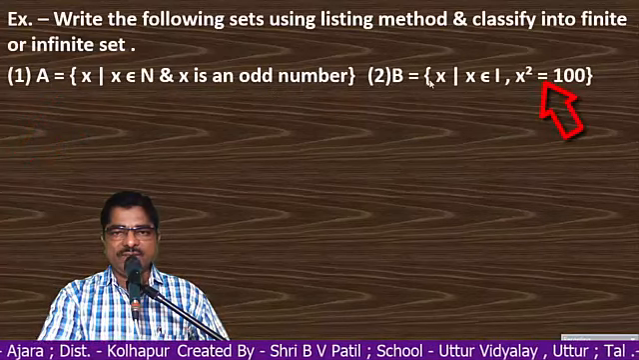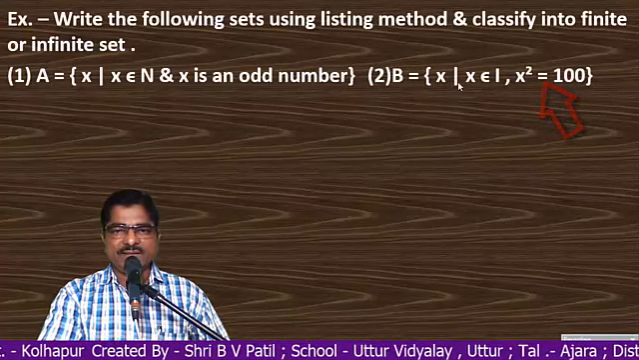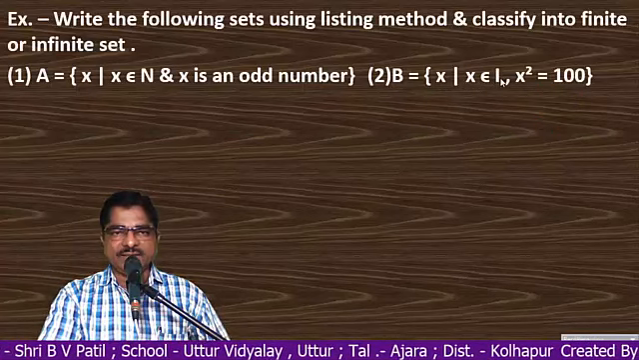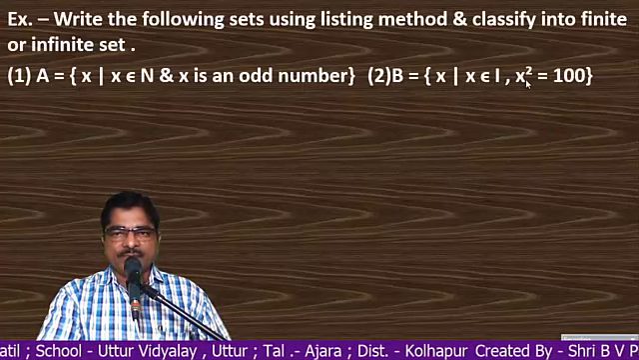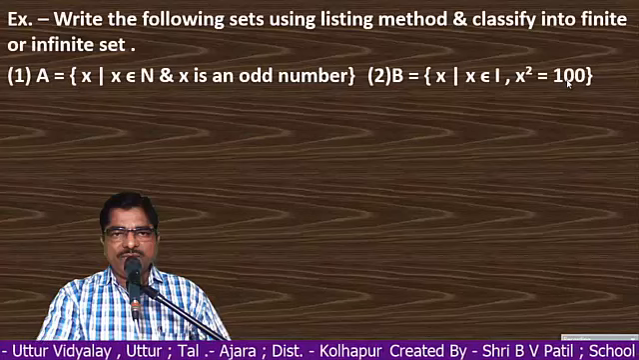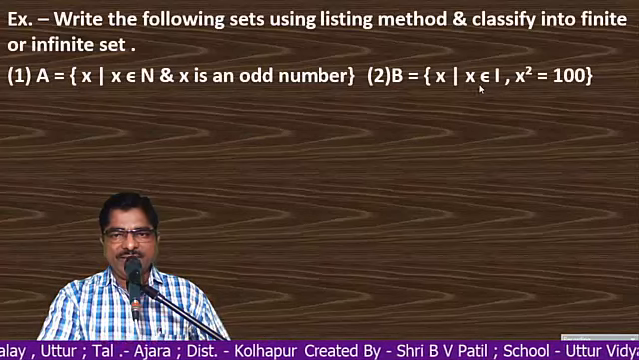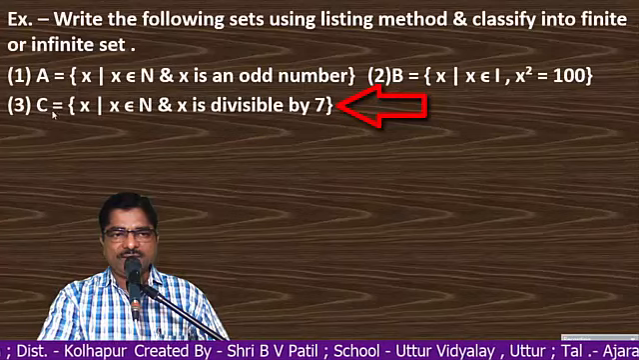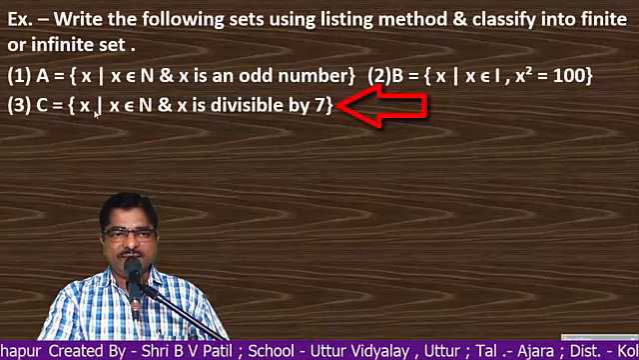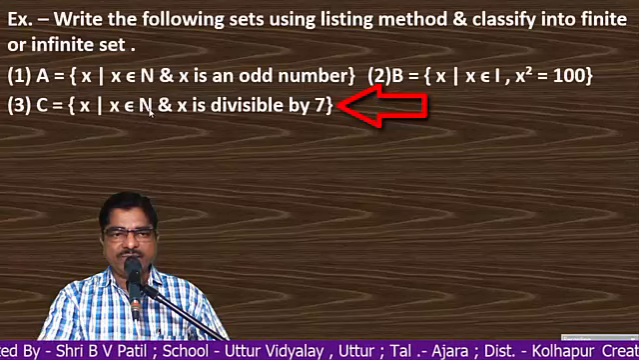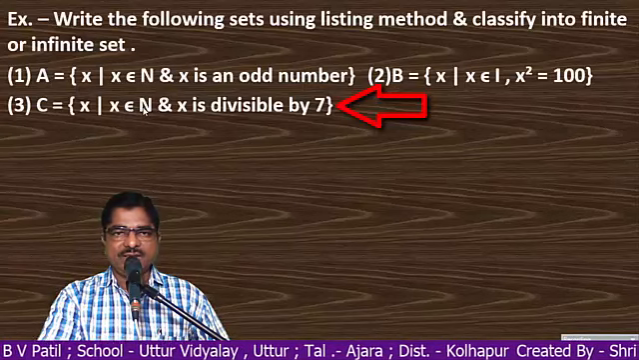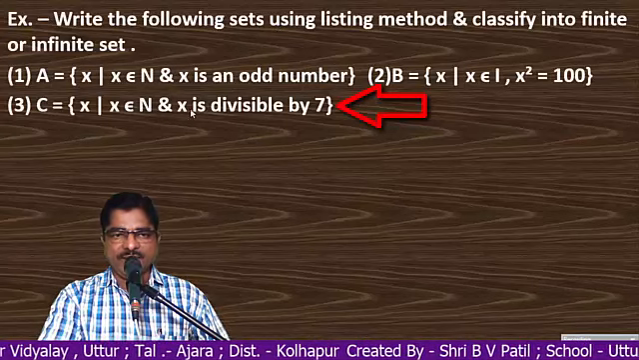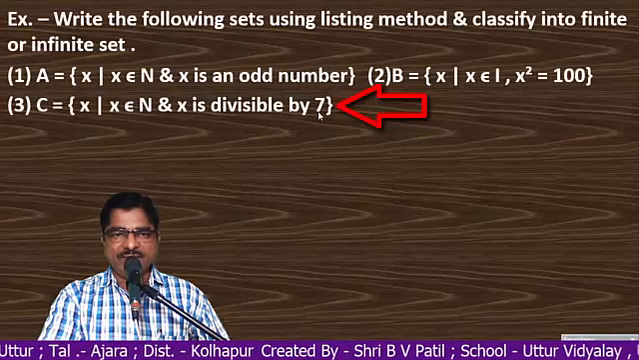Second, B is equal to, in curly bracket, x such that x belongs to I. I means integers. And x square is equal to 100. Square of x, we get 100. Then third, C is equal to, in curly bracket, x such that x belongs to N. N means natural number. And x is divisible by 7.